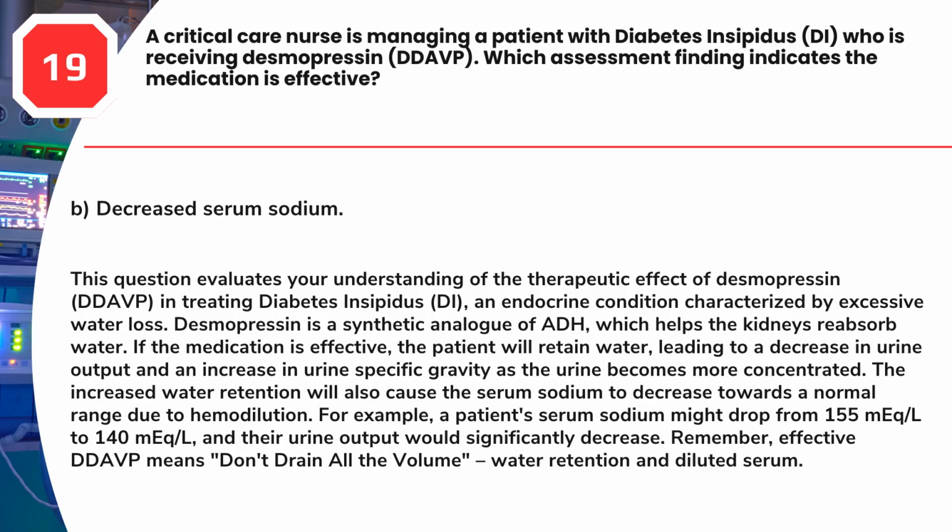The increased water retention will also cause the serum sodium to decrease towards a normal range due to hemodilution. For example, a patient's serum sodium might drop from 155 milliequivalents per liter to 140 milliequivalents per liter, and their urine output would significantly decrease. Remember, effective DDAVP means don't drain all the volume: water retention and diluted serum.